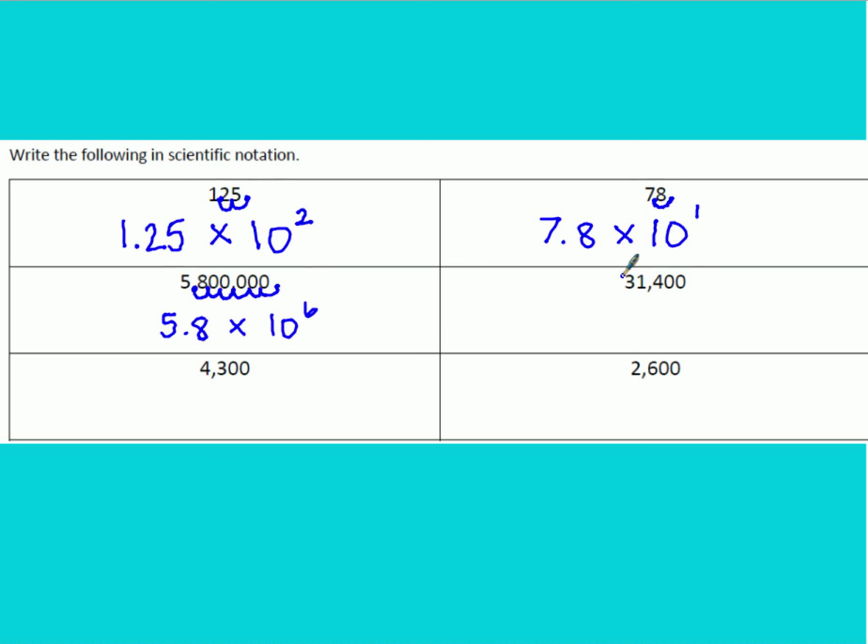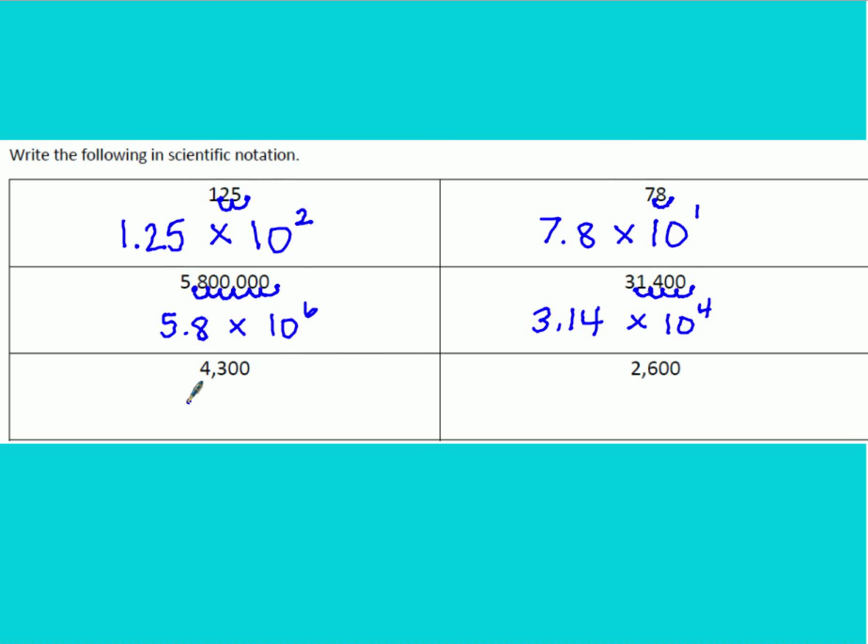In the next one, we have 31,400. The decimal starts at the end. To find our number between 1 and 10, look from left to right. The first non-zero digit is 3. So the number we make is 3.14. We have to move our decimal 4 spaces here. So we multiply by 10 to the 4th power.